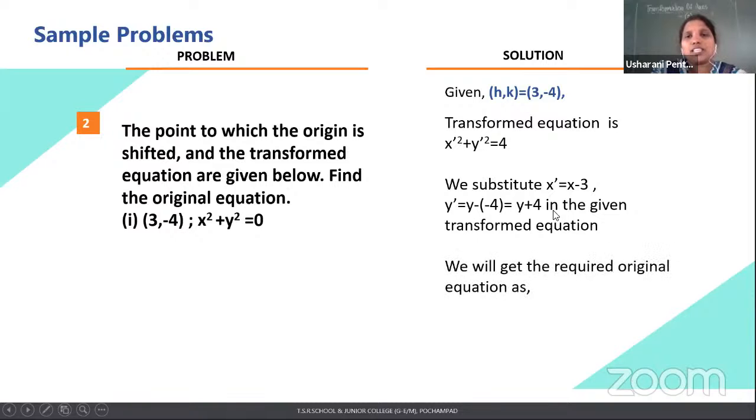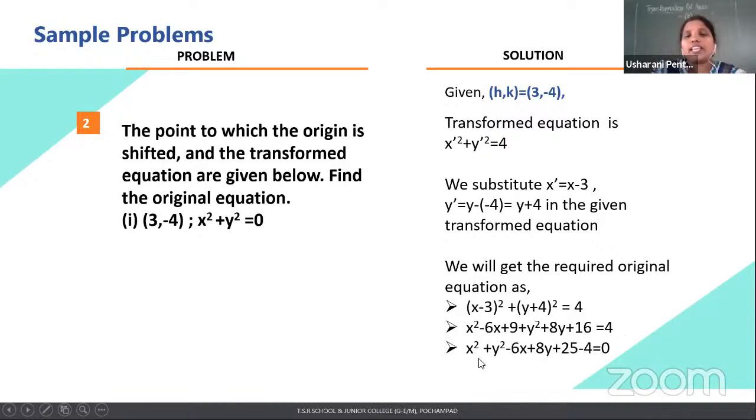Therefore, we'll get the original equation as x minus 3 whole square, in place of x dash I'm substituting x minus 3, plus y plus 4 whole square, in place of y dash I'm substituting y plus 4. That is equal to how much? 4. Now, simplifying it, x minus 3 is in the form of a minus b whole square, that is a square minus 2ab plus b square. That is x square minus 6x plus 9, plus y plus 4 whole square can be written as y square plus 8y plus 16. That is equal to 4.